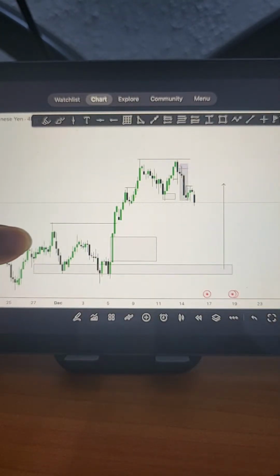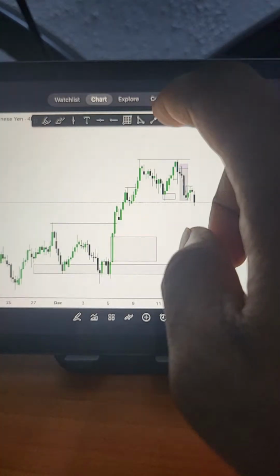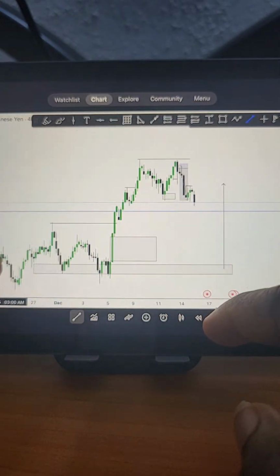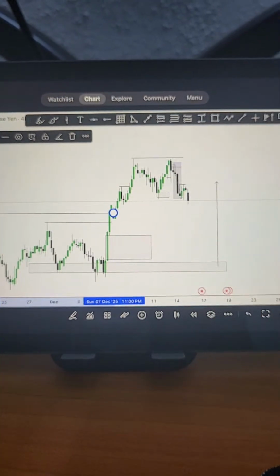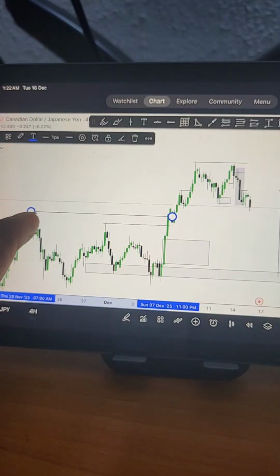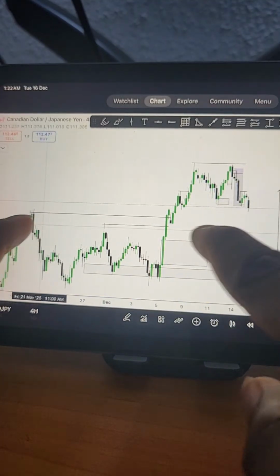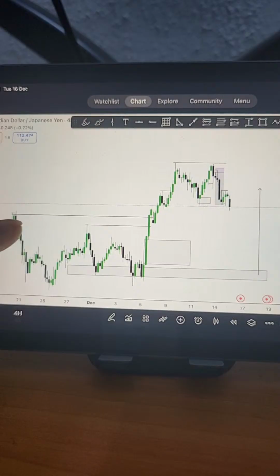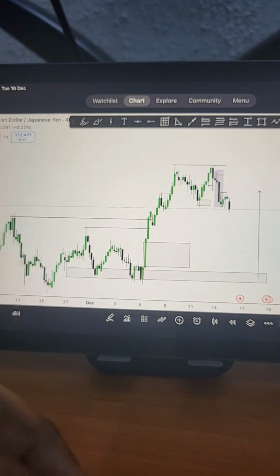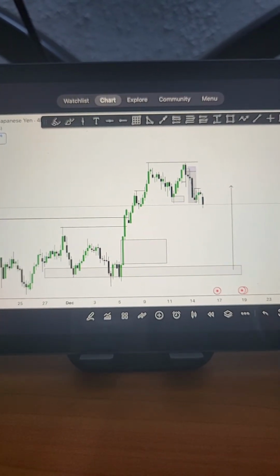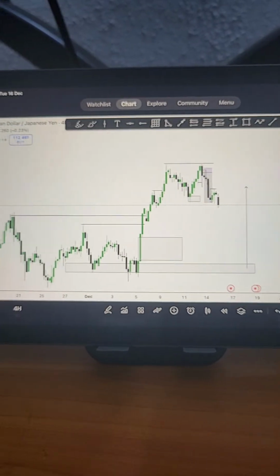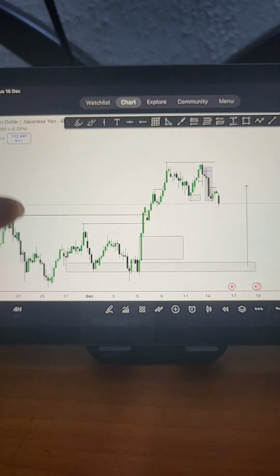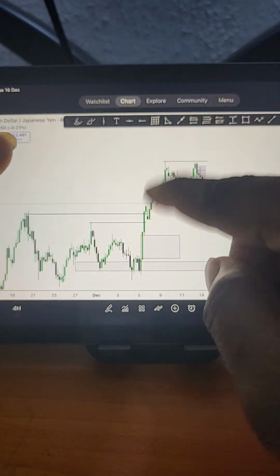So price violated this high. This is the high that price broke. So this is a break of structure here. See that there is a break of structure here. See, price violated this high. So it means buyers are in charge. Price is still printing bullish candles. So you can see that price is still going up.